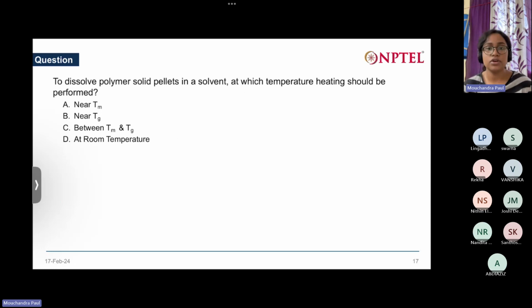So here's a question for you all. You have some solid polymer pellets and you want to dissolve them in a solvent. At what temperature will you heat this mixture of solid pellets and solvent so that you get a homogeneous solution? Will you heat it near the melting point, or near the glass transition temperature, or in between Tm and Tg, or simply at room temperature? Which of these four options seems correct to you?